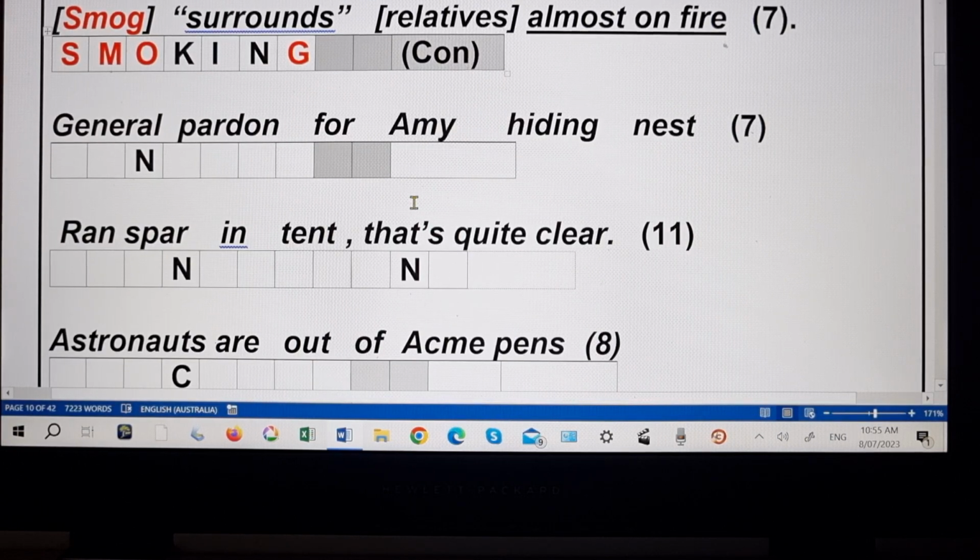Next one. General pardon for Amy hiding nest.